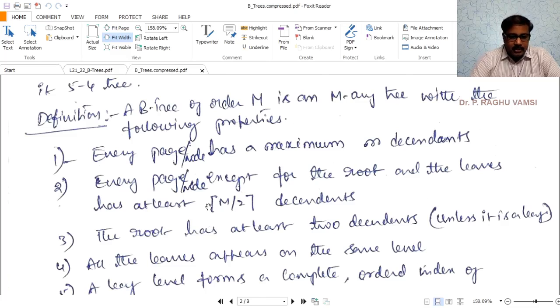Here this symbol is the upper bound. 5 by 2 means 2.5, that means 3 descendants at most. If you give this symbol at the below, then it is going to be the lower bound. Okay, this represents the upper bound.